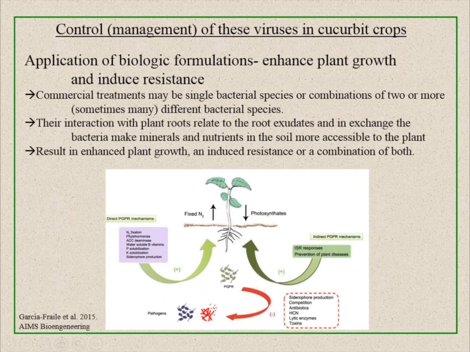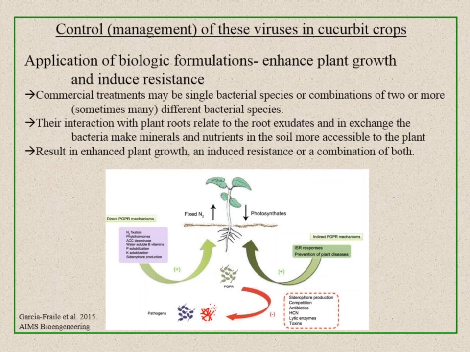Okay, the application of biologic formulations. The ones that we've worked with involve bacterial species, and these are soil-borne bacteria that have been isolated, and they typically are associated with the roots of plants in one way or another. Some of the treatments are single bacterial species, some are combinations of 2 or more. We've used treatments that have 30 or 40 different bacterial strains, and they're called cocktails.